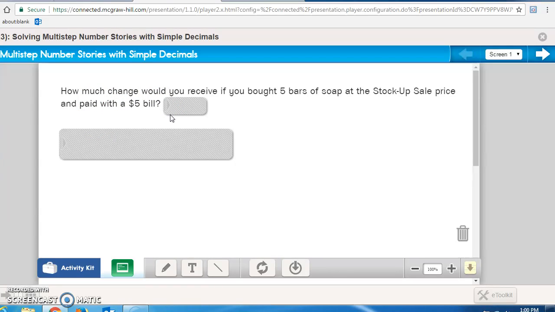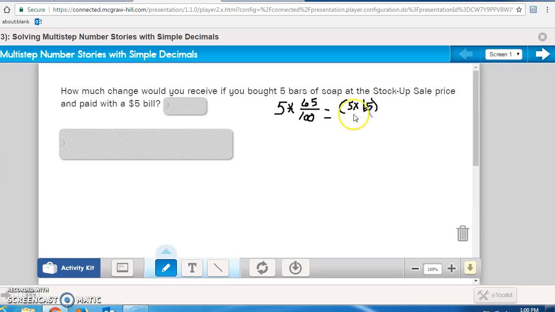Well, you would have to figure out 5 times 65 hundredths, because that's what 65 cents is, which equals, again, 5 times 65 over 100, which I know will give me 325 hundredths.